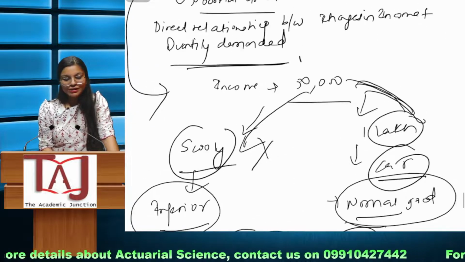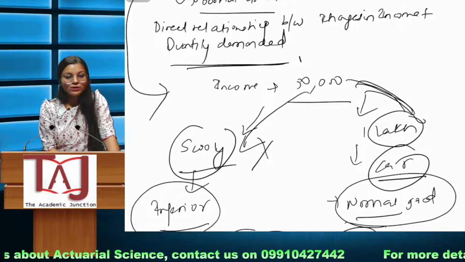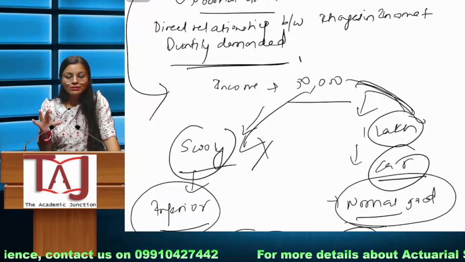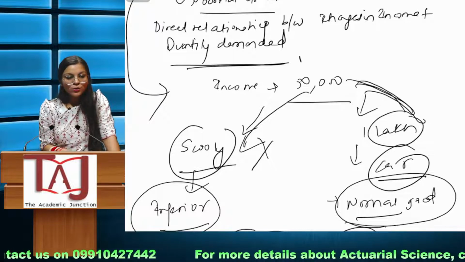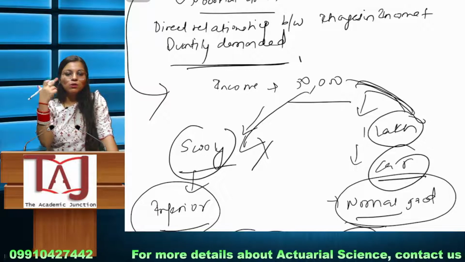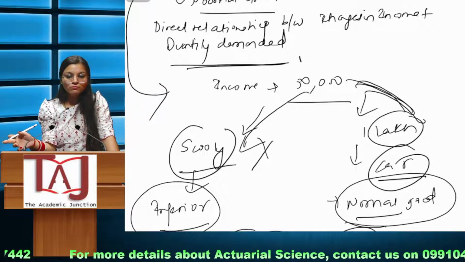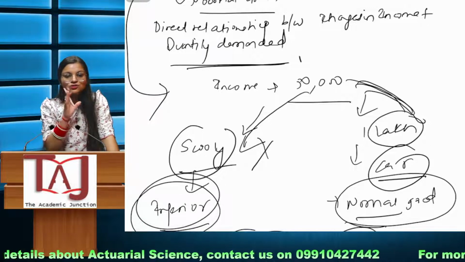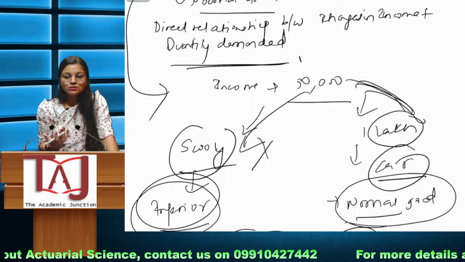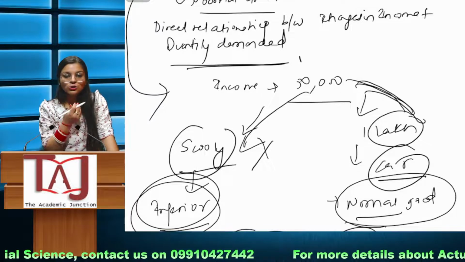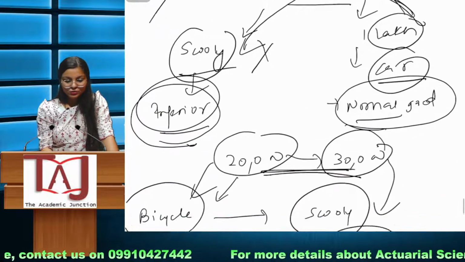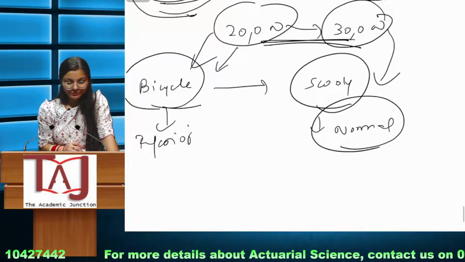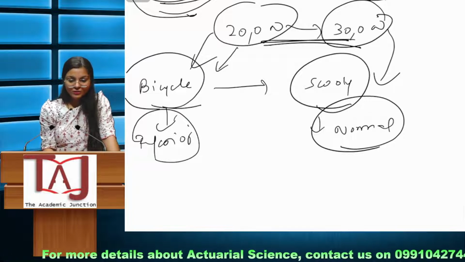So this does not mean that scooty is an inferior good. Whether the good is inferior or not depends on how you behave when there is a change in income. A good may be inferior for you but normal for another, and a good may be normal for you but inferior for another. Whether a good is inferior or normal depends on how its quantity changes as a result of changes in your income level. So it doesn't mean that scooty is inferior. Here it was inferior, now you can see it is normal. Bicycle has become inferior for this particular consumer.